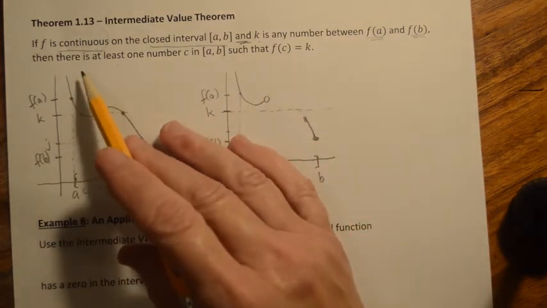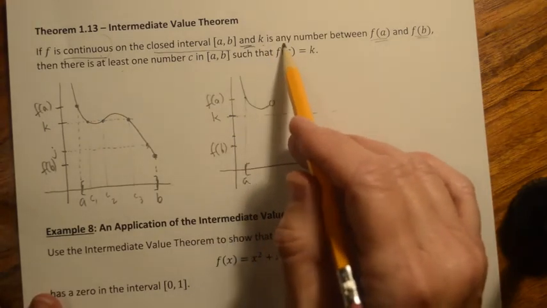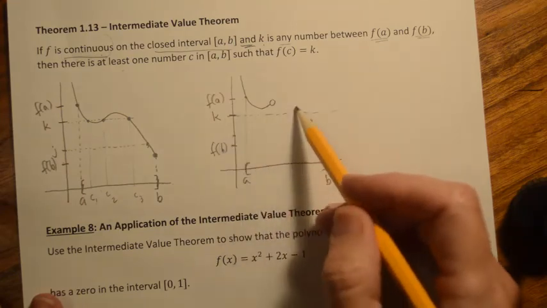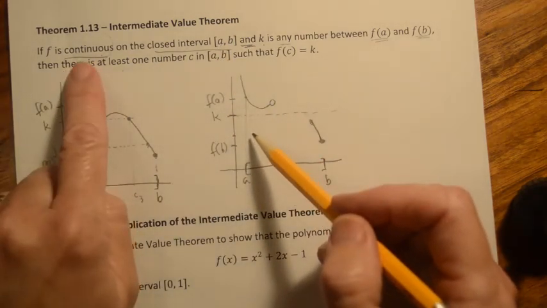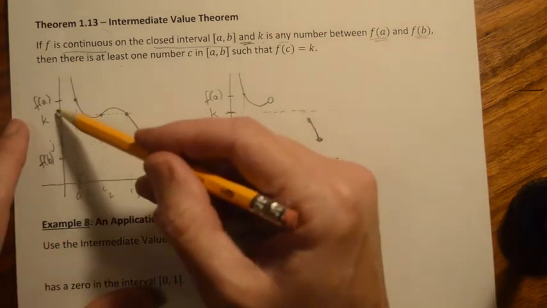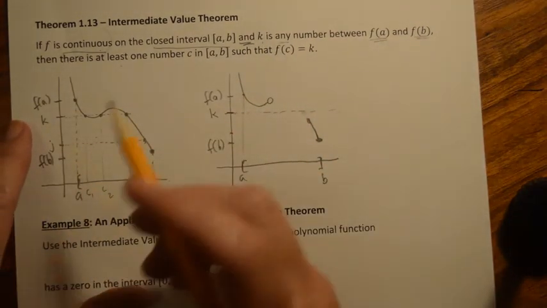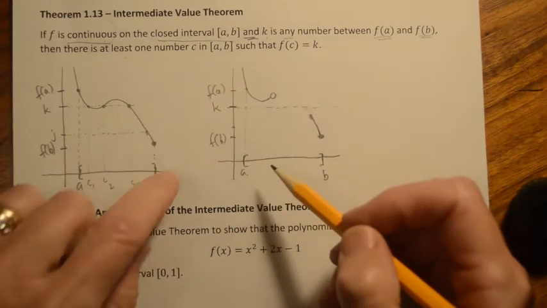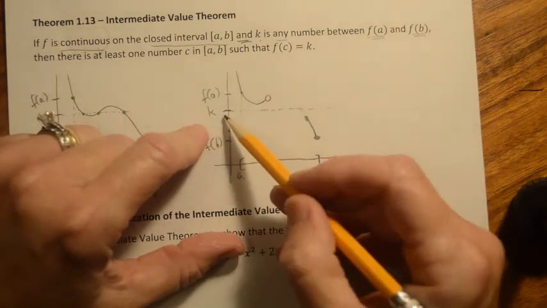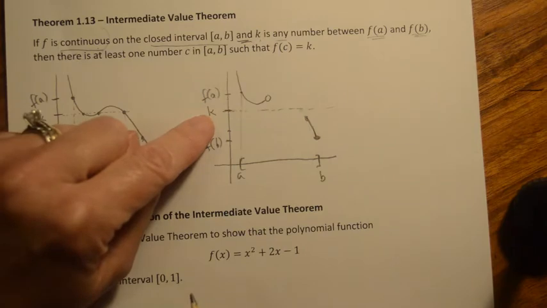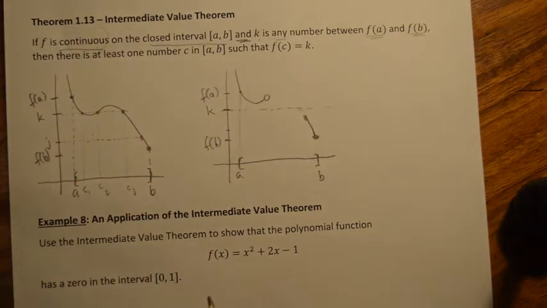But we need to know that for any k, any number between f of a and f of b, we can guarantee it. So if f is continuous, we promise that for any k value you pick between these two, it is going to get hit by some value c in between there. But if f is not continuous, then we cannot guarantee it. It might work, it might not work, but we cannot guarantee it. So it's incredibly important that f is continuous.